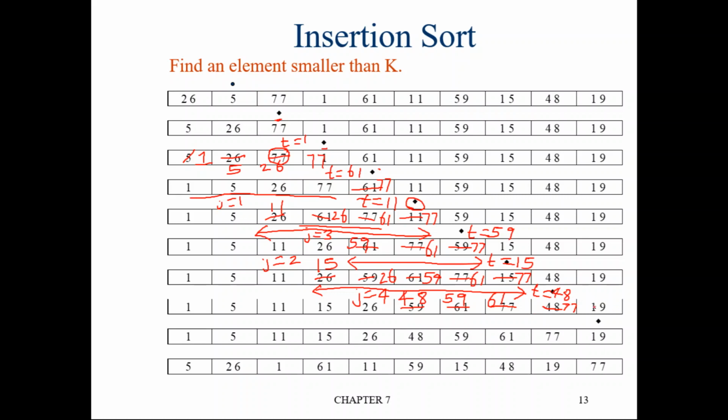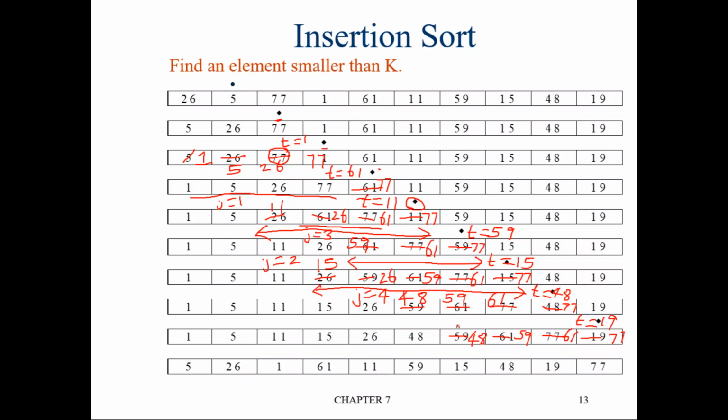Now at last we have 9. This is t is equal to 19. When t is equal to 19, 77 is greater than 19, the previous element. So this will be replaced with 77. Next 61 is greater than 19. So this will be replaced with 61. Next 59 is greater than 19. So this will be replaced with 59. Next 48 is greater than 19. So this will be replaced with 48.